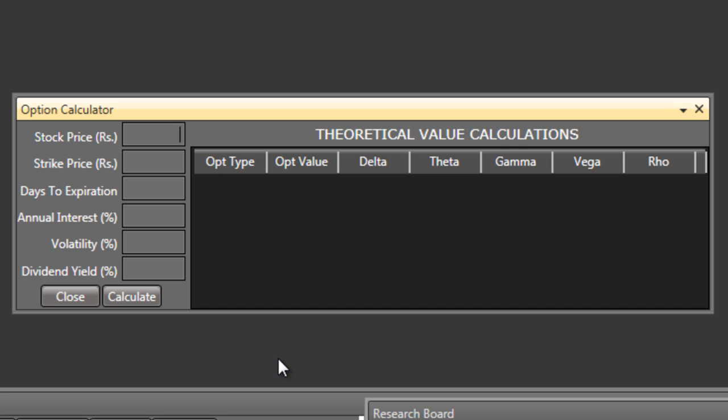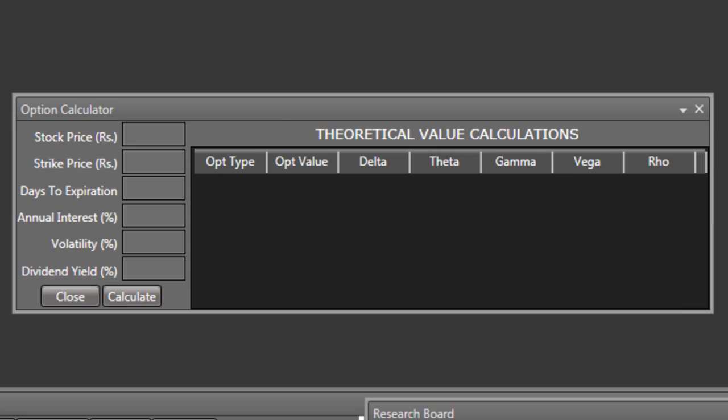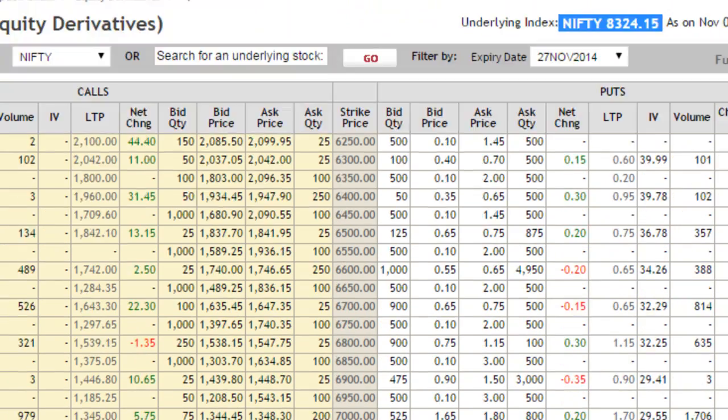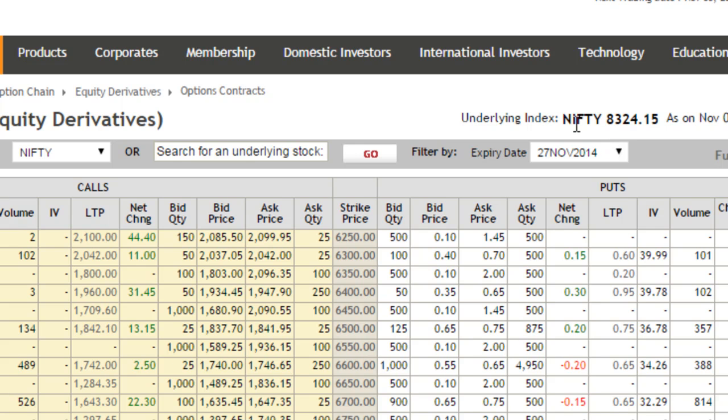For that, first we have to put the value of the underlying asset. I'll take the Nifty index option, which is a European option, and then we will find out the various Greeks. So, calculate. We have to get the live price of the Nifty index. For that I'll go to the National Stock Exchange website, and we can see the current price of Nifty, which is 8,324.